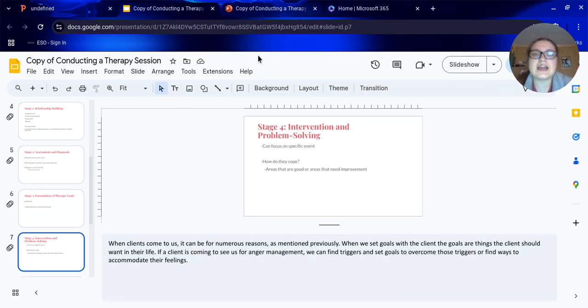Stage 4. Intervention and problem solving. When clients come to us, it can be for numerous reasons. When we set goals with the client, they should be something that the client wants in their life.